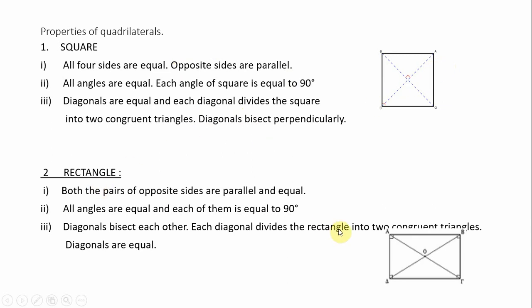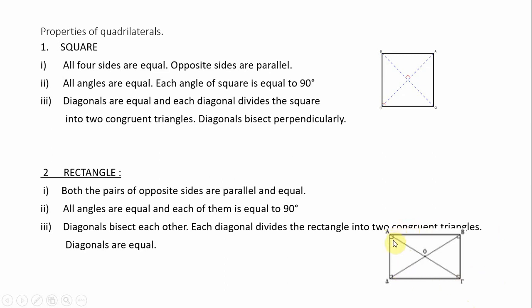It is a rectangle. This one you already know now. This is a rectangle. A, B, C, D I have written here. Here both the pairs of opposite sides are parallel and equal. See children, in the square all four sides are equal, but here only opposite sides are equal. So this side and this side are equal. Understand? So opposite sides are equal and opposite sides are parallel also.